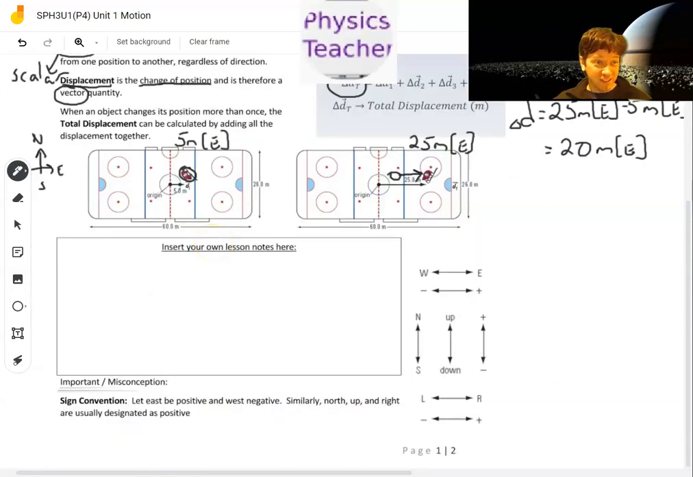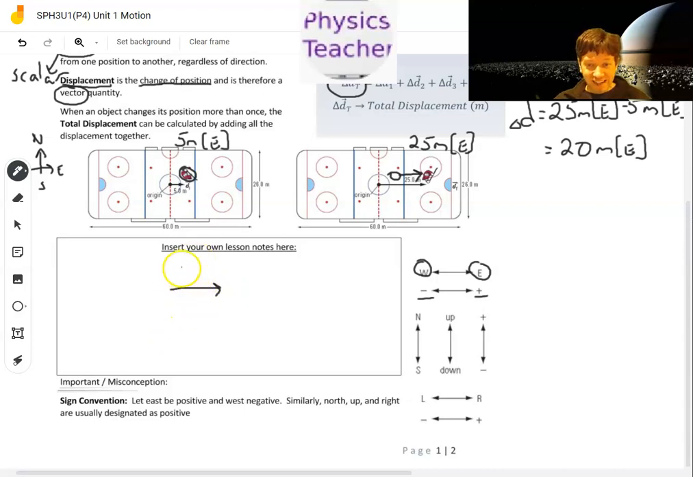Could have moved in the west direction. What would we have done then? Well, we do have a convention. We usually, if something's moving in the east, we can give it a positive value. And if something's moving in the opposite direction, we give it a negative value. What does that mean? Let's say we're to draw a vector here. A vector we usually just draw as an arrow with a certain length. The arrow represents the direction and the length represents the magnitude.